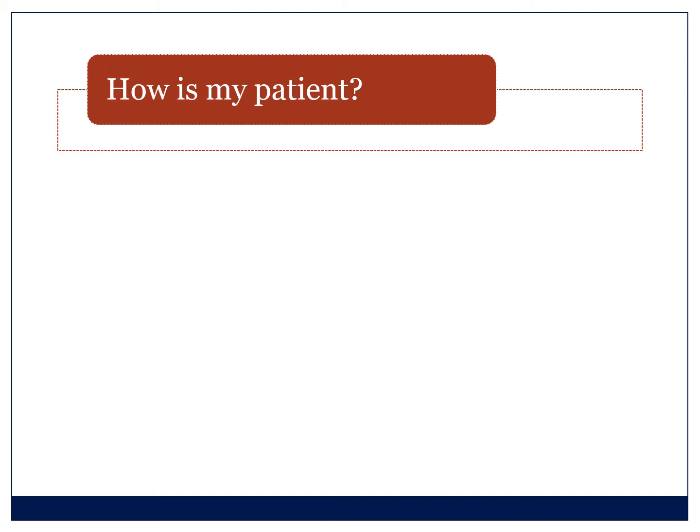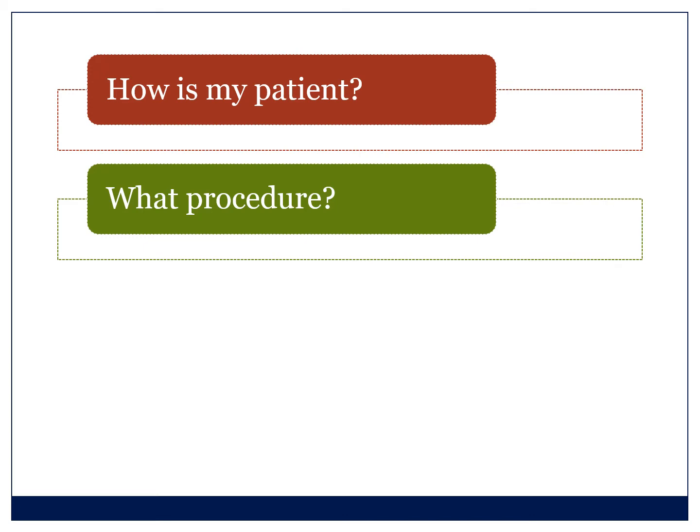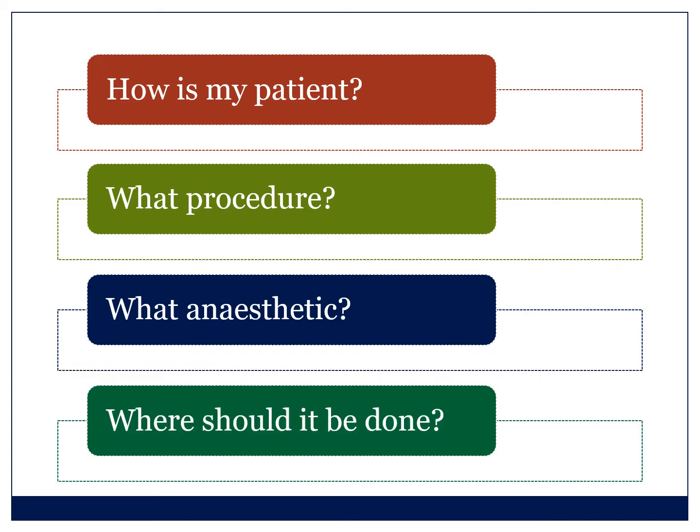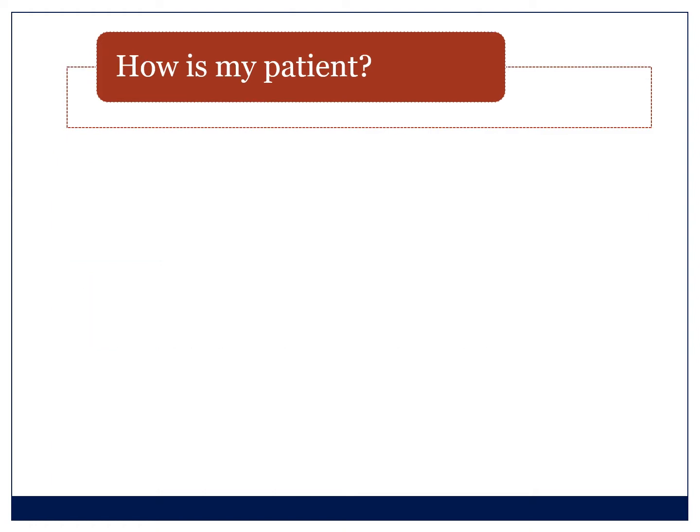Now, there are four basic questions you want to ask when you approach each patient. How is my patient? What procedure am I aiming to do? What anesthetic do I think I'm going to do? And where should I be doing the procedure and the anesthetic? You should ask these questions every single time you see a patient. How is my patient is a very important question to ask. You cannot assume that every anesthetic technique or every procedure can be done in the same way for every single patient.